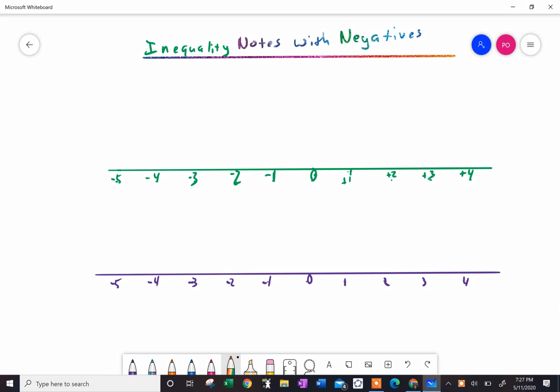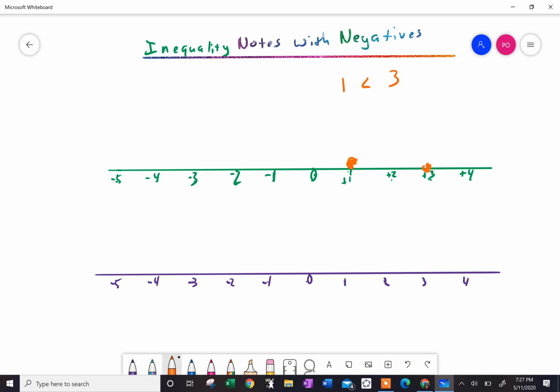Right, so I'm going to do a short video on inequality with negatives. And before we begin, I just want to ask, how do we know that 1 is less than 3? I mean, that's certainly true. It seems like a pretty easy question. How do we know that?